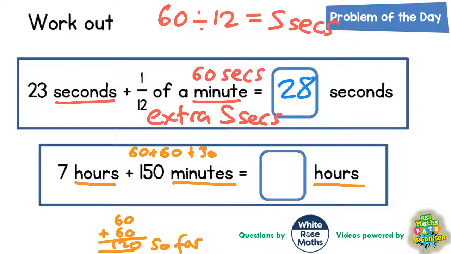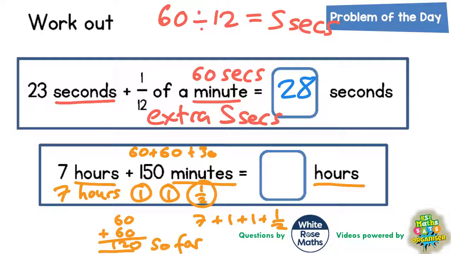So we've got 60 plus 60 plus 30. So we've basically got 7 hours plus an extra 1 hour plus an extra 1 hour. And this 30 minutes is an extra half an hour. So what we're dealing with is 7 plus 1 plus 1 plus a half. Well, 7 plus 1 plus 1 is 9, and 9 plus a half is 9.5.